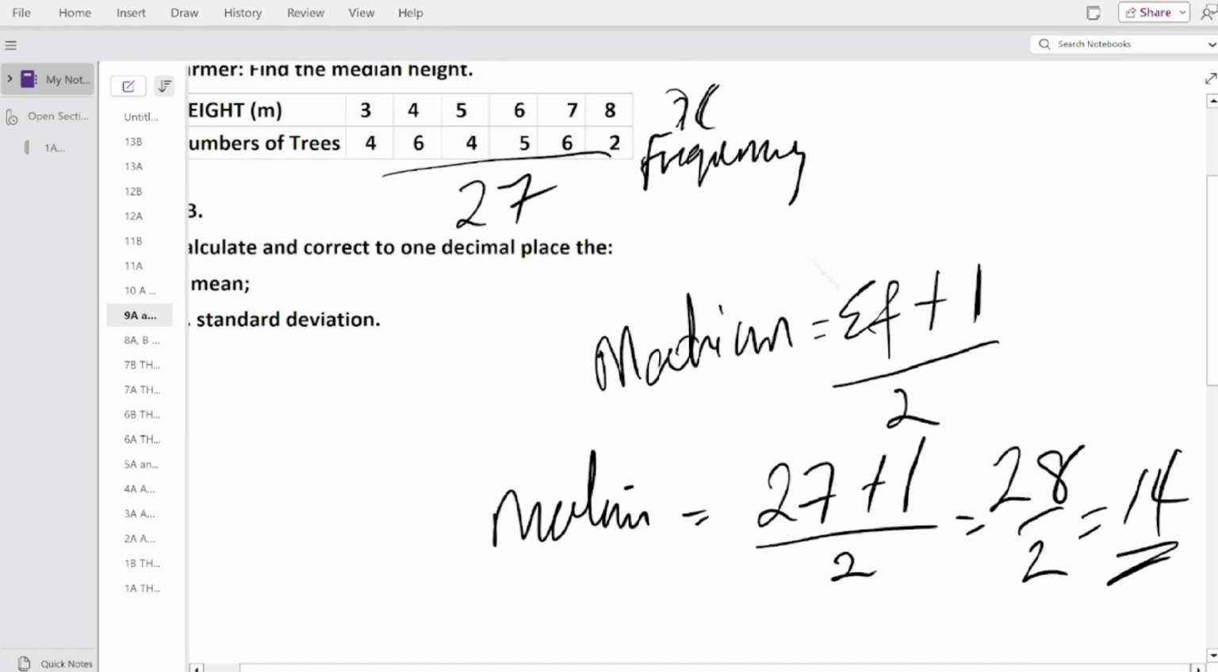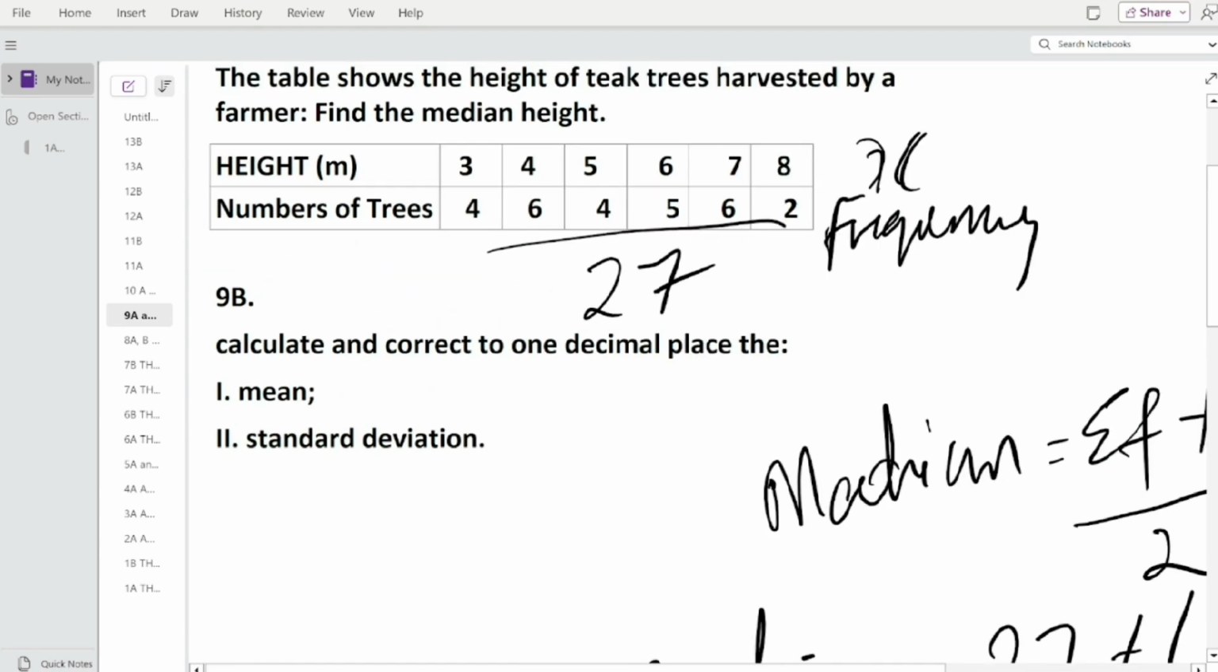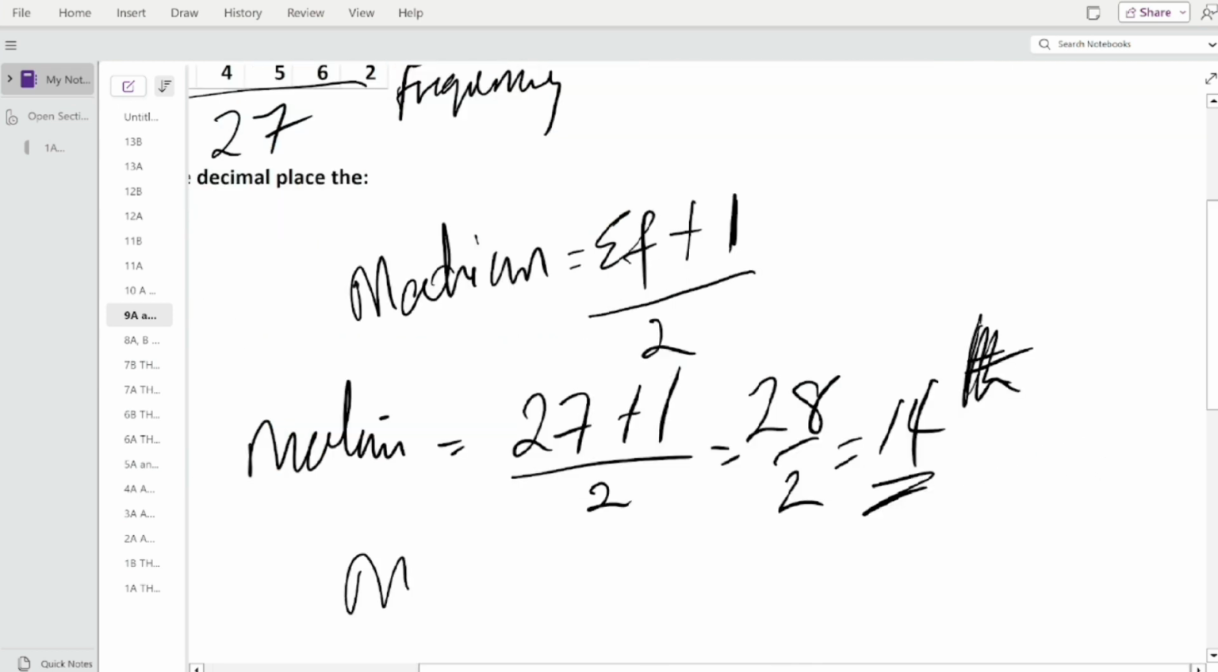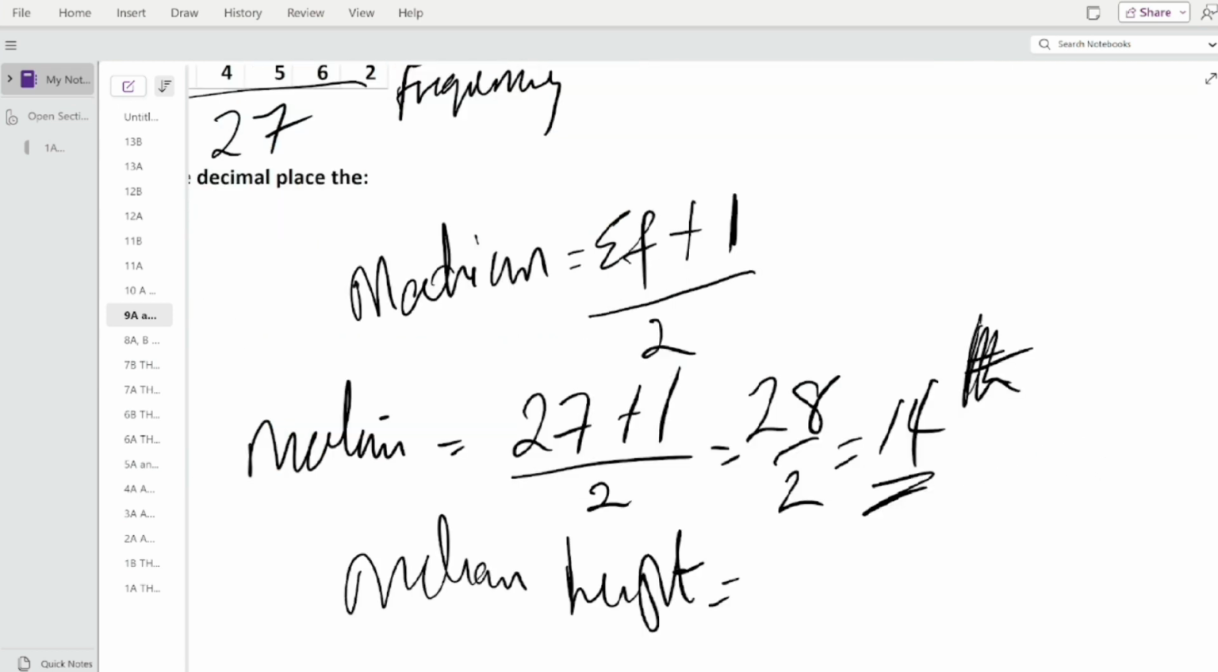Going back to the table, we have to find the 14th position. We start adding. You add 4 plus 6, that's 10. 10 plus 4, that's 14. So 14, the median point lies exactly at this point. And we know, therefore, our median height is equal to 5 meters.